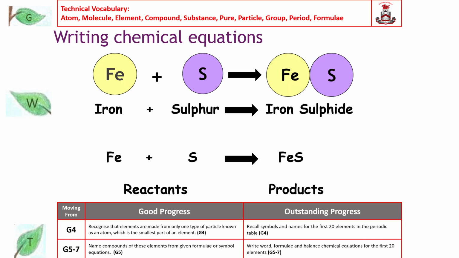More recap. Writing chemical equations. The top line, you have got a particle diagram. The second line, you've got a word equation. The third line, you have got a symbol equation. Okay, you need to know the difference between those three different things. You need to be able to write word and symbol equations.